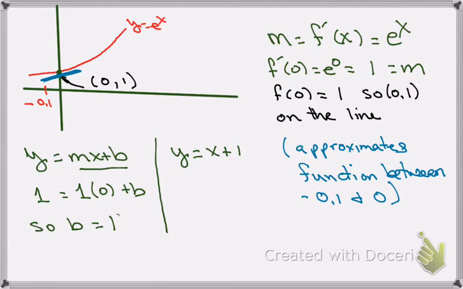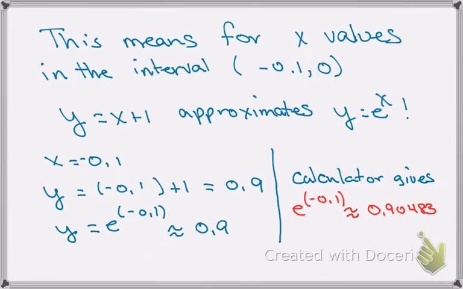So I'm going to use y equals mx plus b. You can use any of the formulas for finding the equation of a line where you have a point and a slope that you like, because we know that m is equal to 1, and we know that we have a point on our line which is 0, 1. All I'm doing here is finding out what b is. b equals 1, so the equation of my line is y equals x plus 1. So this means for x values in that interval between minus 0.1 and 0, y equals x plus 1 approximates y equals e to the x.